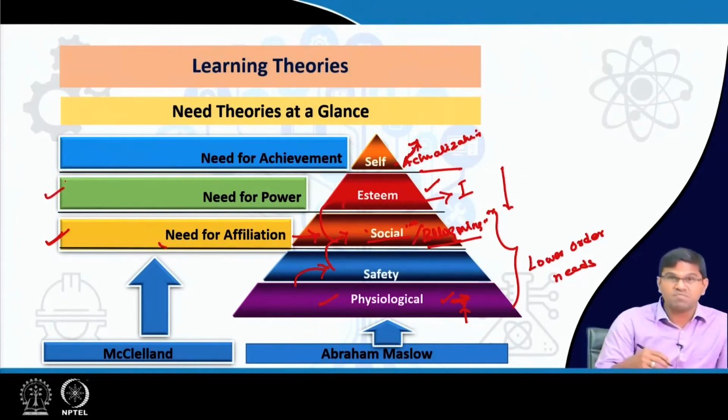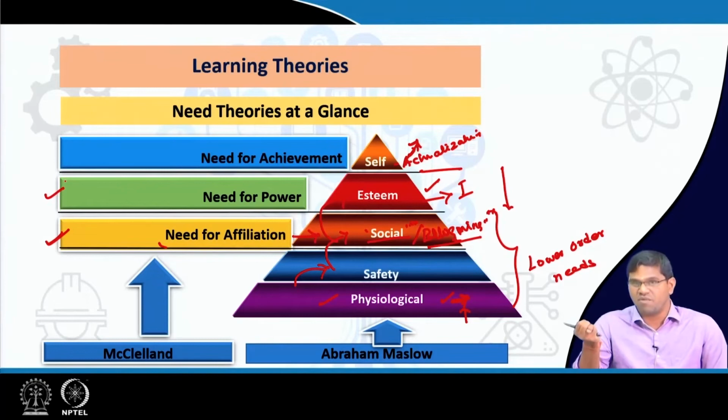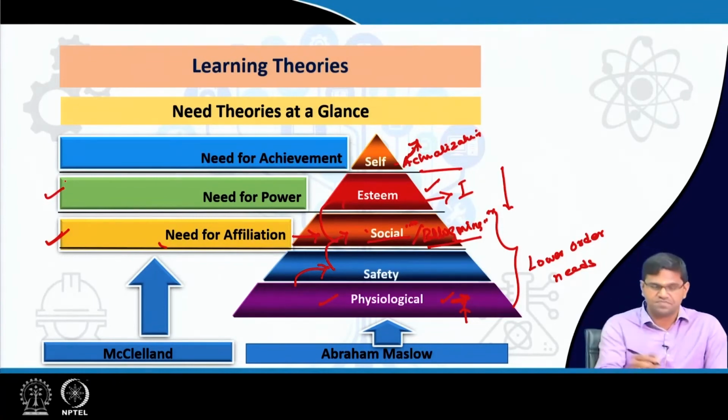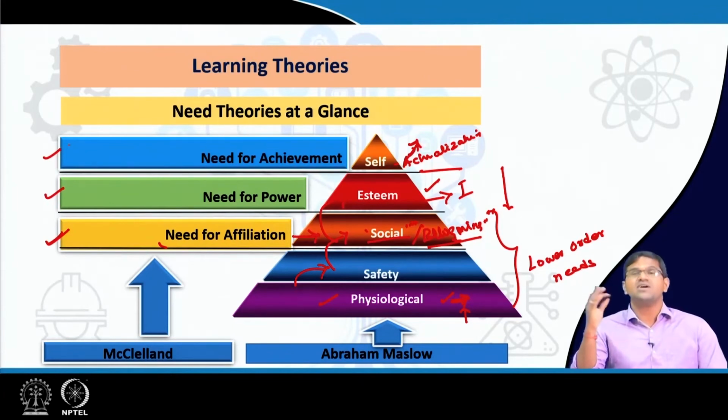Then need for power: people who are looking for power, who say I want to become a manager, I want to control others. Those people will be aggressive in order to achieve positional power. They look for power. Then need for achievement: somebody wants to have a better achievement. They will have different needs.